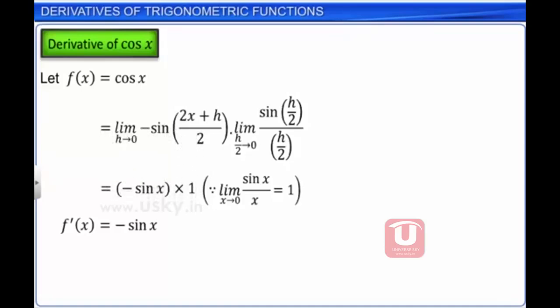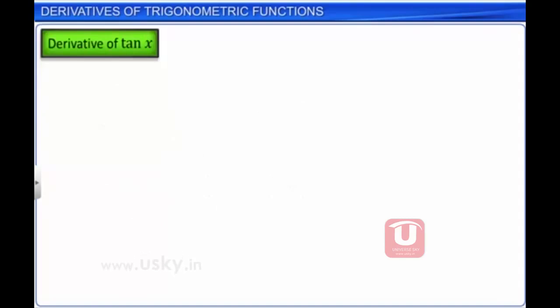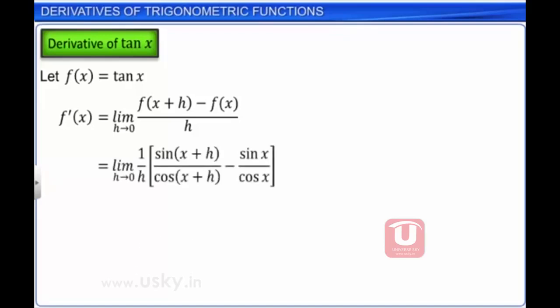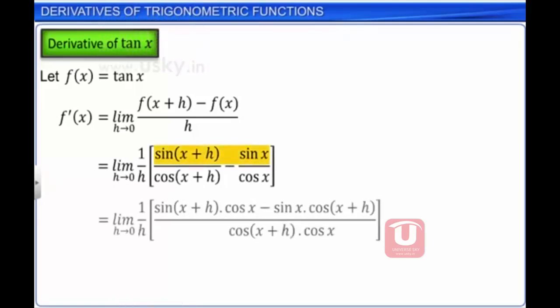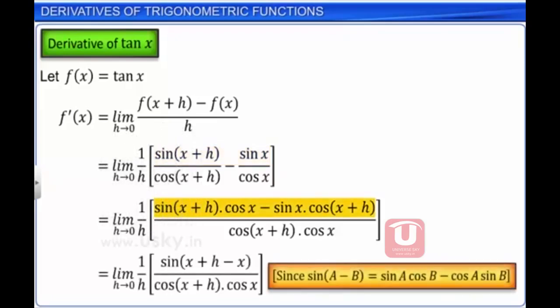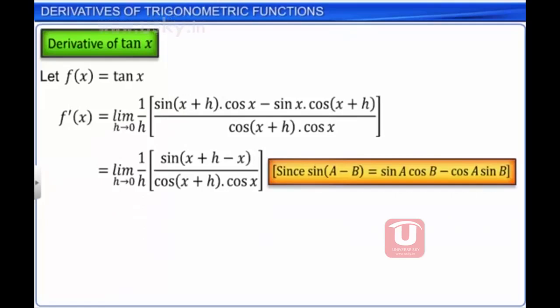Now, we will find the derivative of the trigonometric function tan x. As we have done before, we will use the first principle method as shown. The function can be written in the form of sin x and cos x. The numerator can be simplified using the formula. This can be arranged as shown.